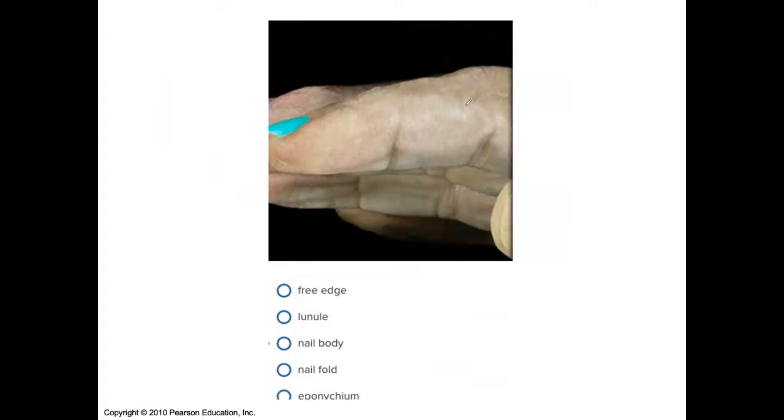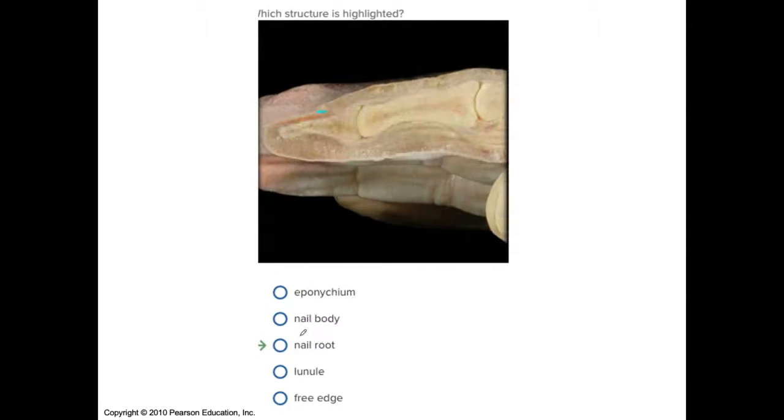Okay. So what's this portion here? The highlighted area, that's going to be the nail body. What's this portion right there? That's going to be the nail root.